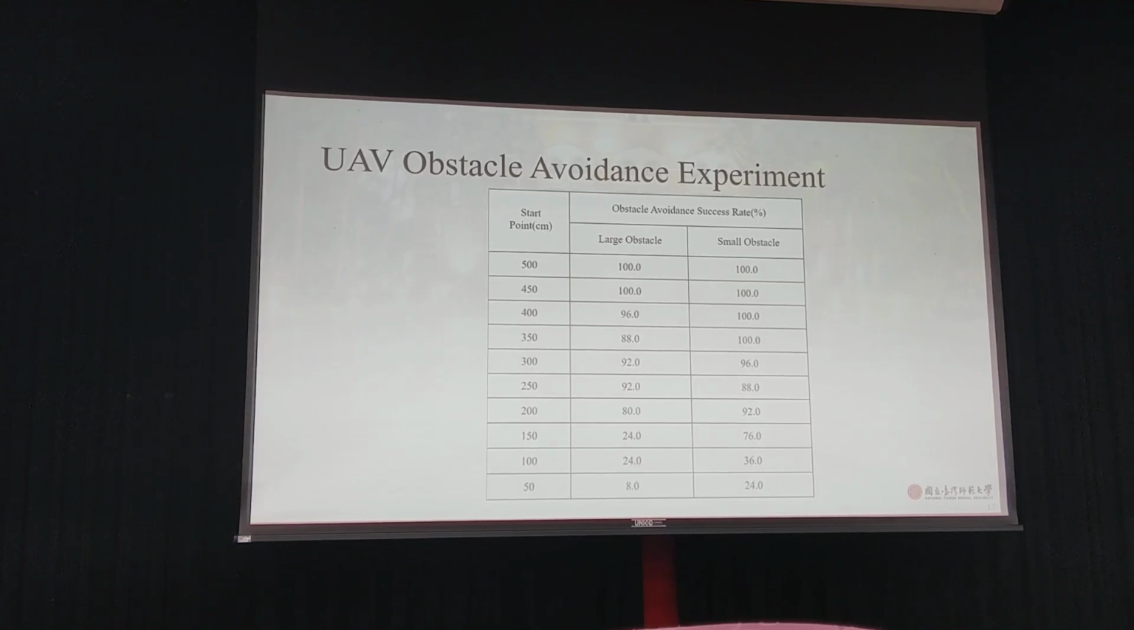Overall, from the obstacle recognition experiment, we observed that recognition performance varies with distance and obstacle sizes. Within the 200 to 350 centimeters range, the system maintains sufficient recognition accuracy and response times, consistently generating guidance vectors and completing avoidance maneuvers. Therefore, this range is defined as the safe distance zone.